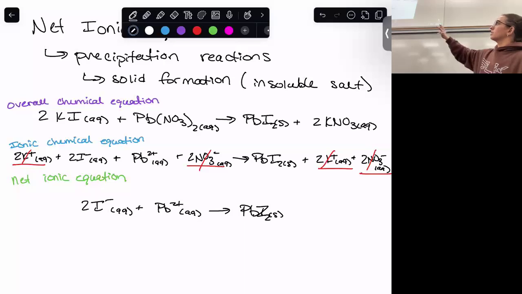This is telling us the chemistry that's actually happening in our solution, right? The potassium and the nitrate ions, they're in solution. They're just hanging out, having a jolly good time. They're not doing any chemistry. Your lead and iodide ions, on the other hand, when they're in solution, when they come together and make contact with each other, they now form their lead iodide solid and they fall out of solution, forming that precipitate. So that's really what we care about. This is the chemistry going on, right?